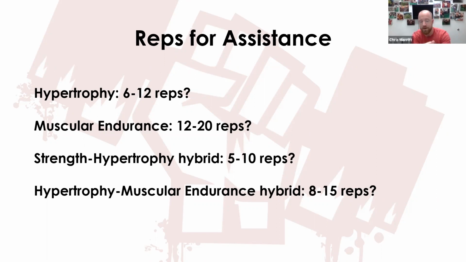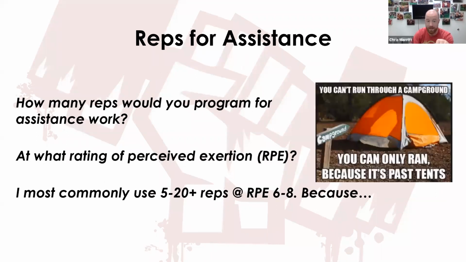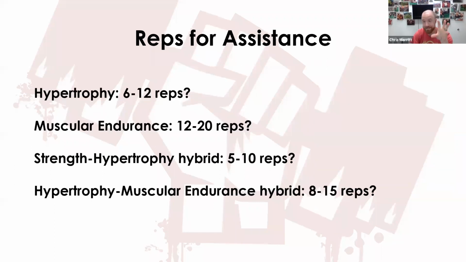I put those in there because where I talk about this, I most commonly use 5 to 20 plus at RPE 6 to 8. This is 100%. Like, I can't say 100% because that's an absolute, but 99% of the time, I'm using one of these 4 ranges right here when it comes to assistance.